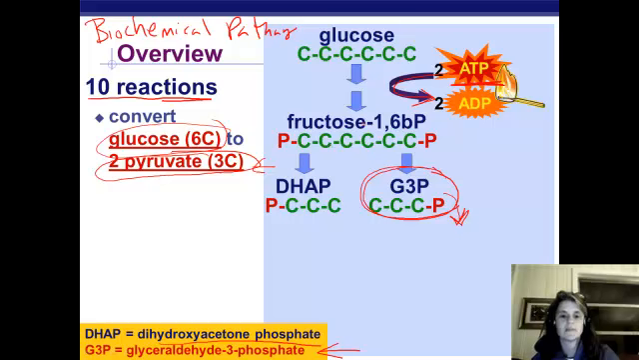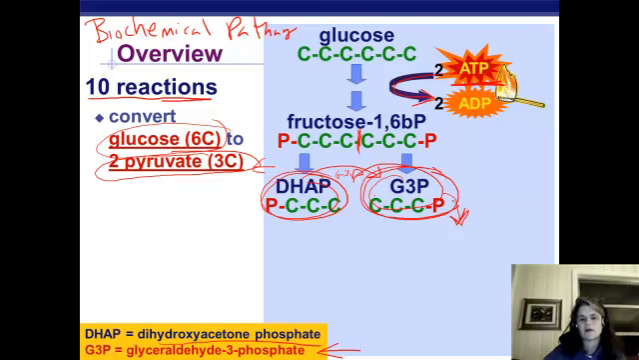But notice, since we split the molecule in half here, everything that happens after this happens twice. Once to this half and then once to this half. This half will get converted to G3P and it will go through the rest of the process. So this will be a little bit more clear, but understand that once we split the molecule in half, then the rest of the process happens to each half of the molecule. Okay?